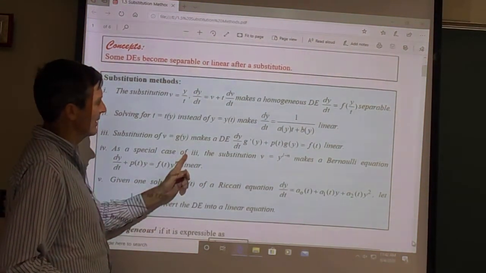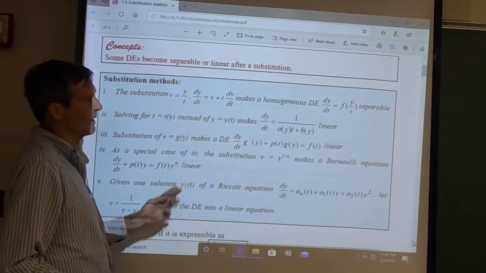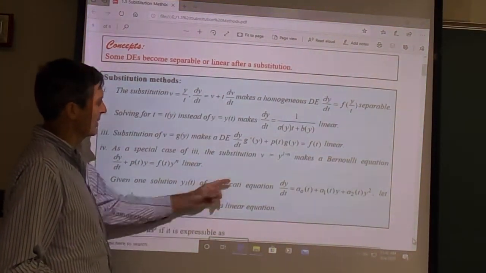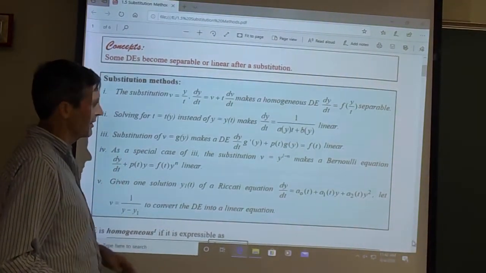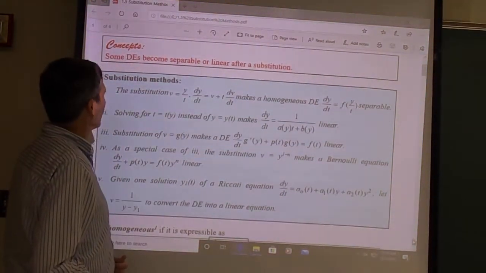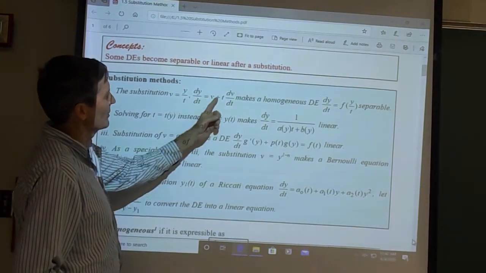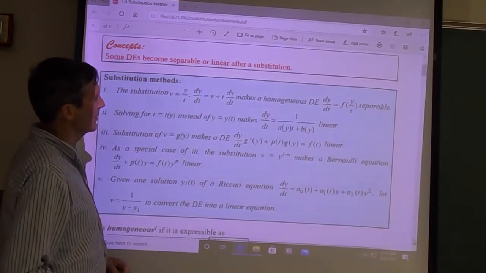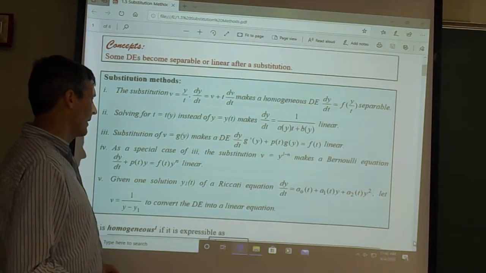So here's an equation of this form where it looks linear except there's a y to the n multiplying at the end. It can be made linear by the substitution v equals y to the 1 minus n, and then you have to replace dy/dt also. We'll do that in the example. And here's an equation where you substitute v equals y over t to make it into a separable equation. So convert it into one of the kinds we know.